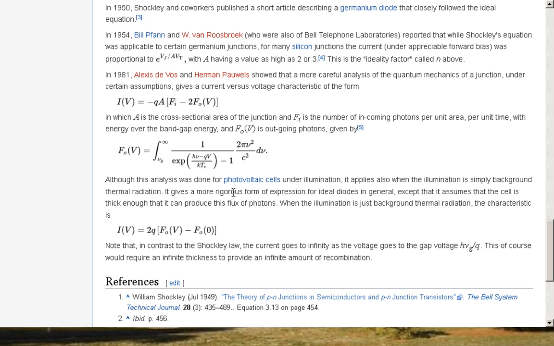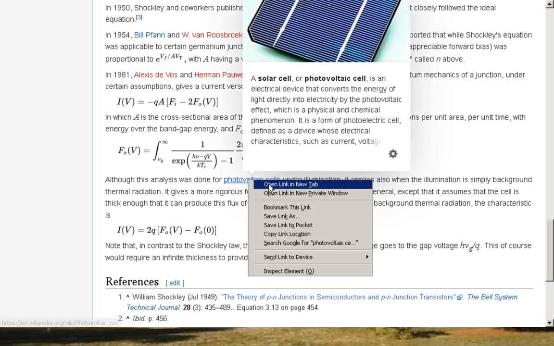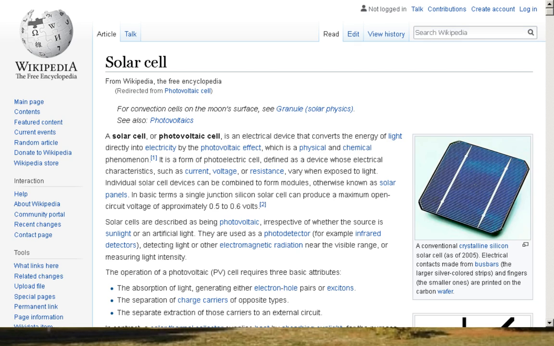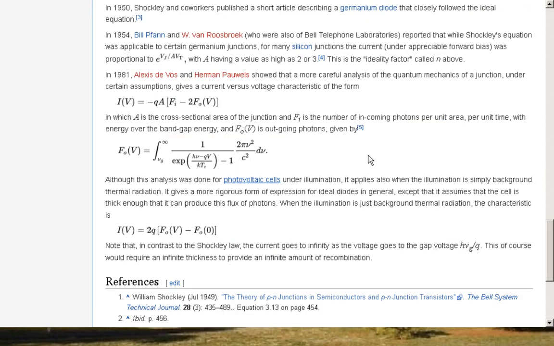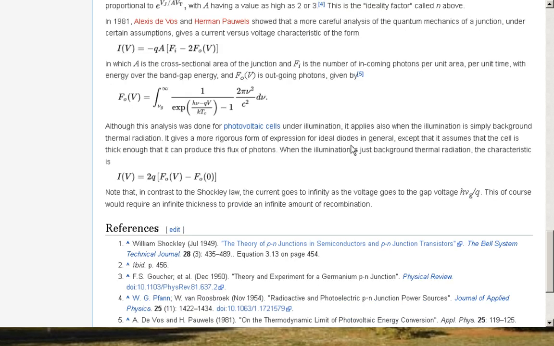Although the analysis was done with photovoltaic cells, that's solar cells, under illumination, it also applies when the illumination is simply background thermal radiation. It gives a more rigorous form of expression for ideal diodes in general, except that it assumes that the cell is thick enough that it can produce a flux of photons. When the illumination is just background thermal radiation, the characteristic is this.